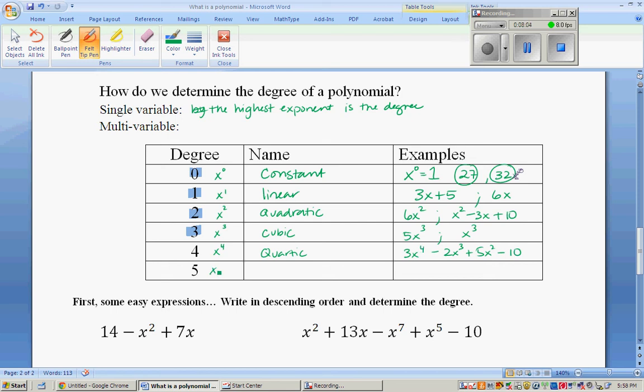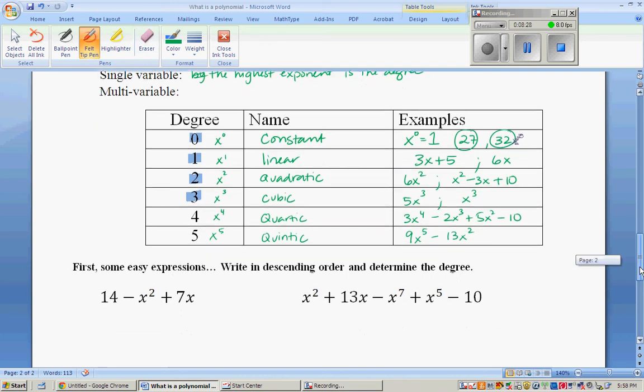And lastly, the fifth one is called a quintic. Again, we're really not using these words. I would personally just call it a fifth degree, but I do want you to know it has a name. And again, it's anything to the fifth power. So like 9x to the fifth minus 13x squared. Since the highest exponent is 5, it is a fifth degree polynomial.